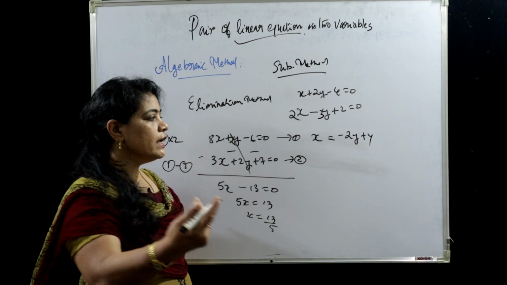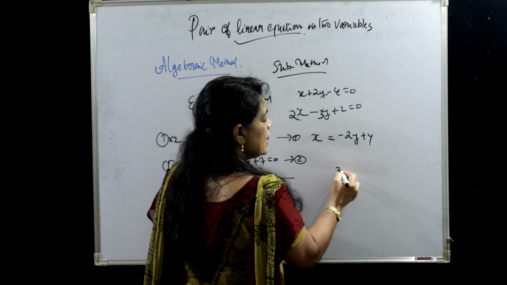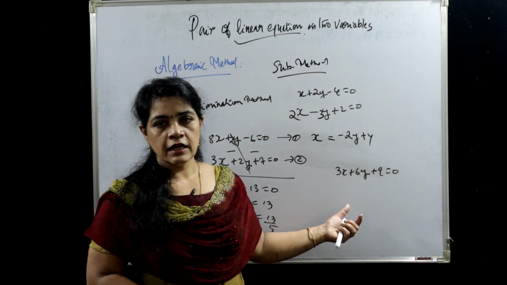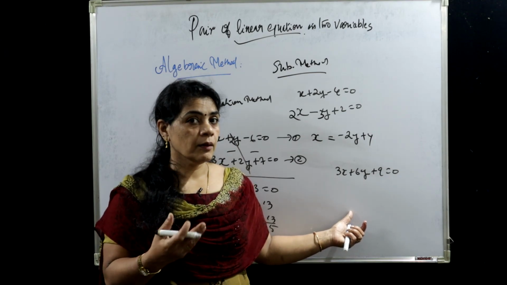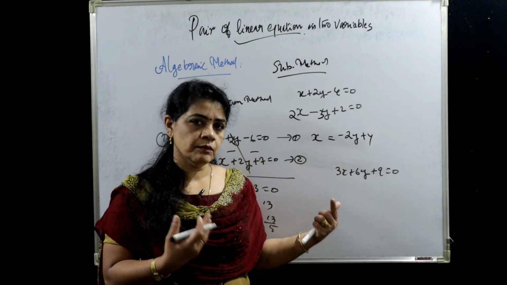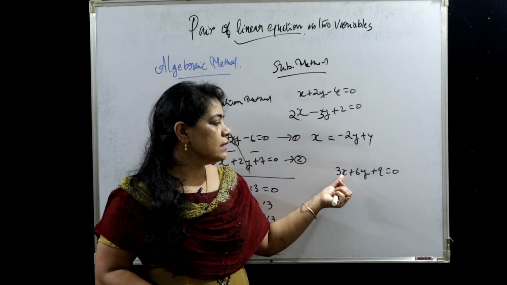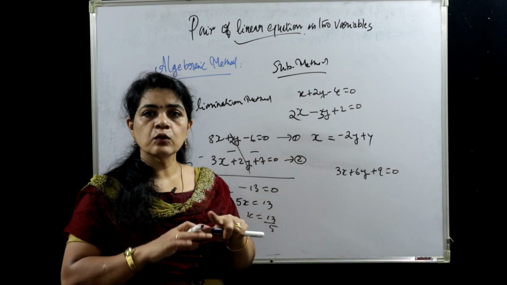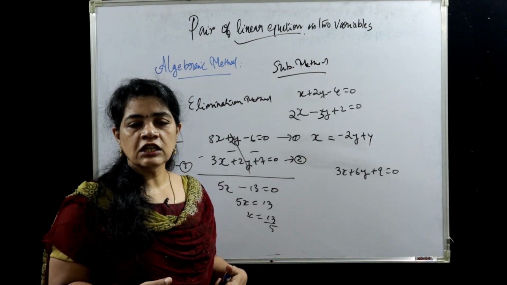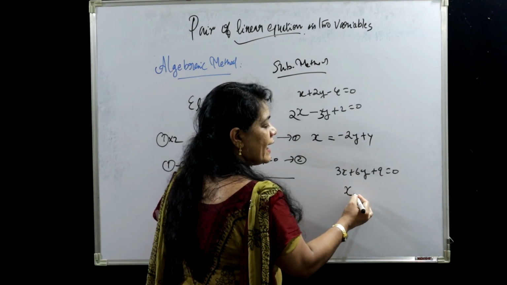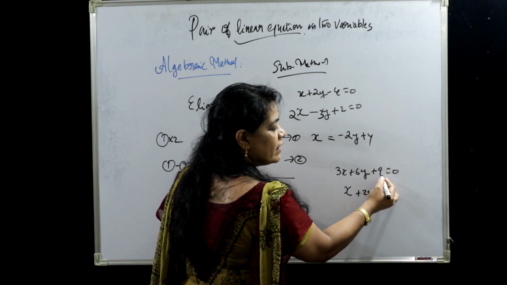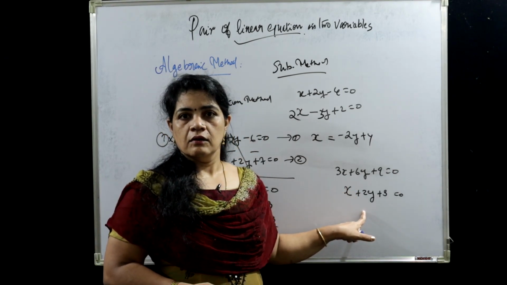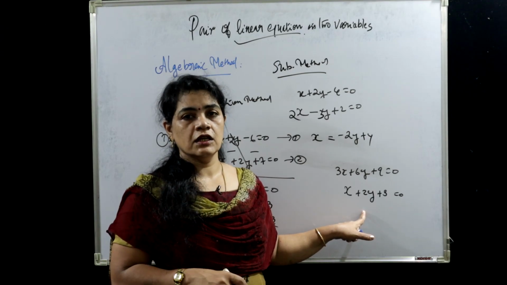Another point: if you are getting an equation like 3x plus 6y plus 9 equal to 0, this is a linear equation in two variables, not a pair. Whether it is a pair or a single equation, you see here 3, 6, 9. Between these three terms you can see the common factor 3. In that case, you can divide all the terms of this equation by 3. Hence this is equal to x plus 2y plus 3, dividing 9 by 3, 6 by 3 and 3 by 3. So the coefficients get changed, and you will get the simplest form of that equation.